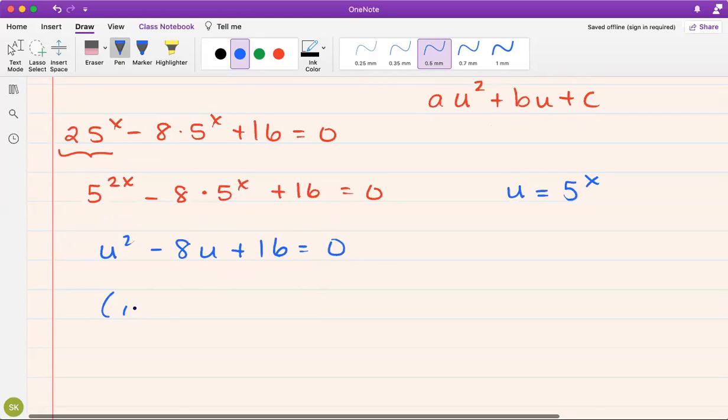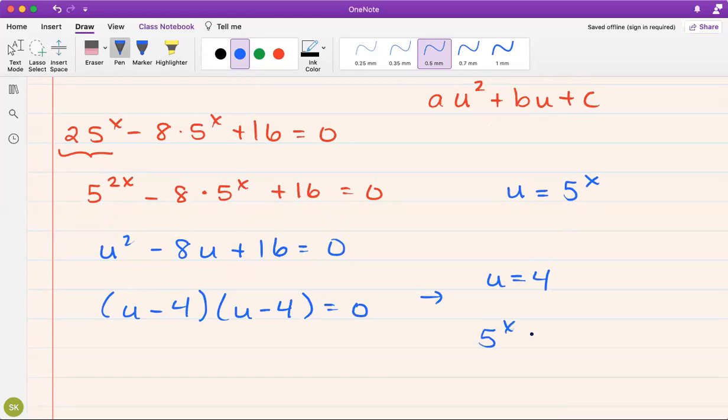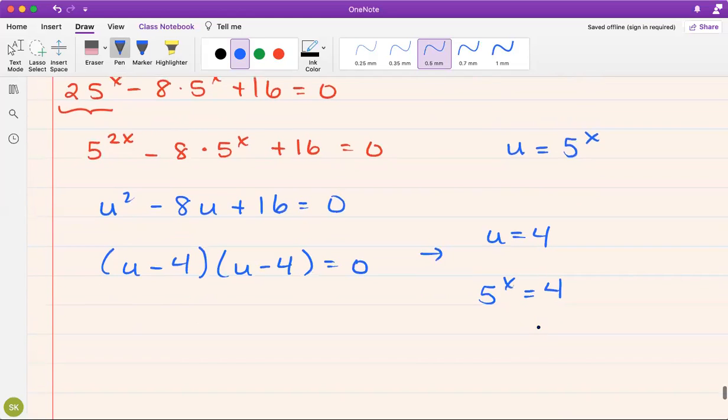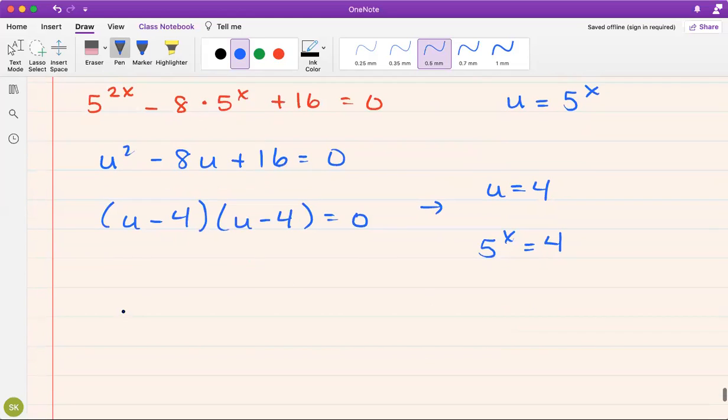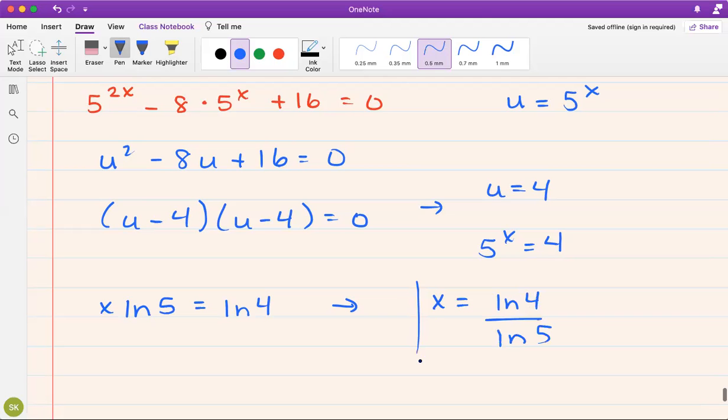I believe we can. This is u minus 4 times u minus 4 is equal to 0, and you get u is equal to 4. But u is 5^x, so 5^x is equal to 4, and then you're going to do that log trick. So you get ln of 5 with the x in the front is equal to ln of 4, and then divide by ln of 5. And that is your answer.